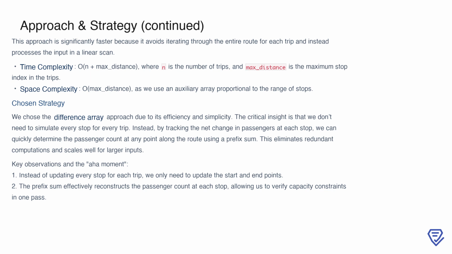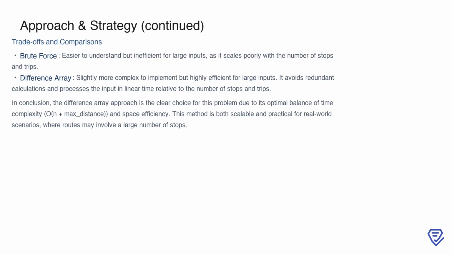Two important observations make this approach stand out. First, we only modify the start and end points of the trip, which drastically reduces operations, and second, the prefix sum allows us to verify capacity constraints in just one pass over the data. Now let's compare the two approaches and evaluate the trade-offs.